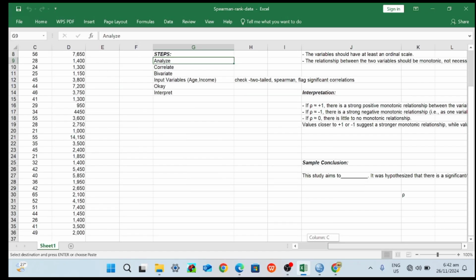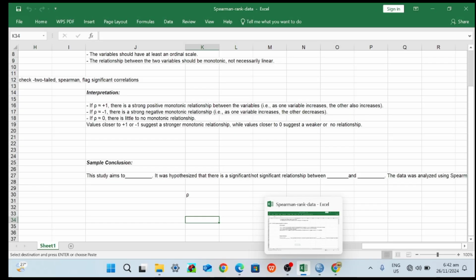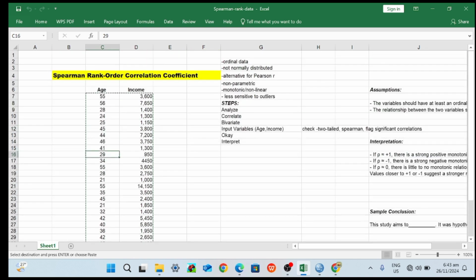So for the conclusion, we could state that there is a significant relationship between age and income. In Spearman rank, we don't need to rank our data because SPSS automatically ranks it. Whether we rank it or not, the result is similar.